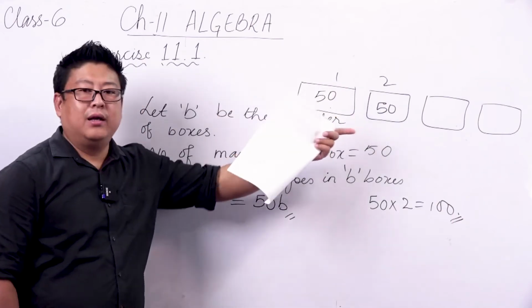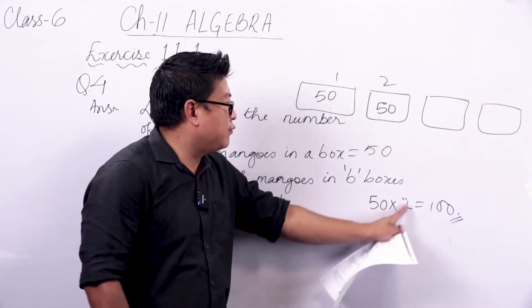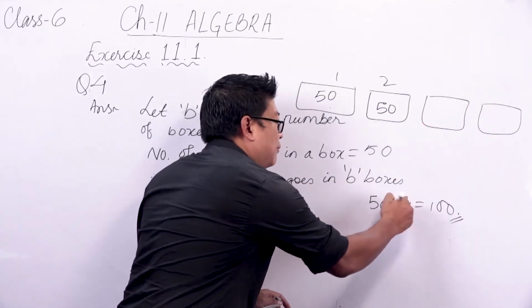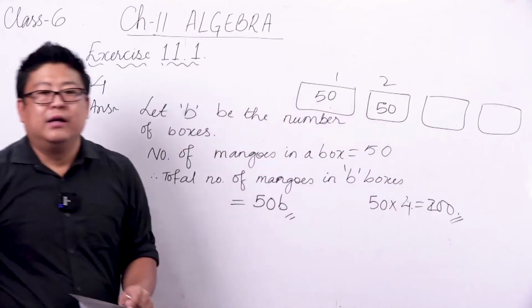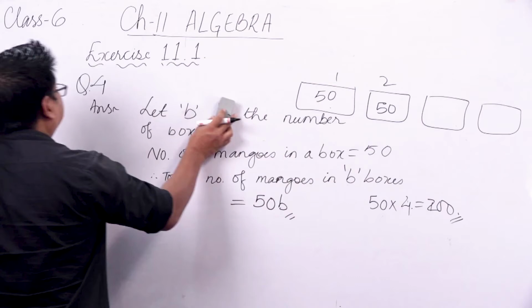If it is 3, you substitute 3 here. If it is 4, in place of 2, you put 4 and multiply. All right? You get 200. So this is how you use the expression.